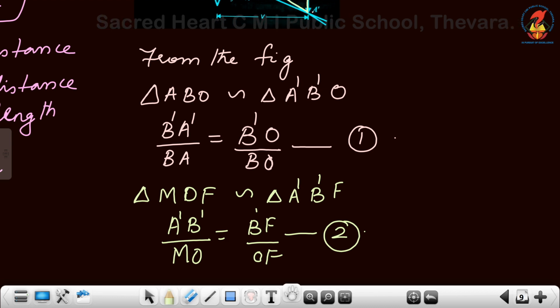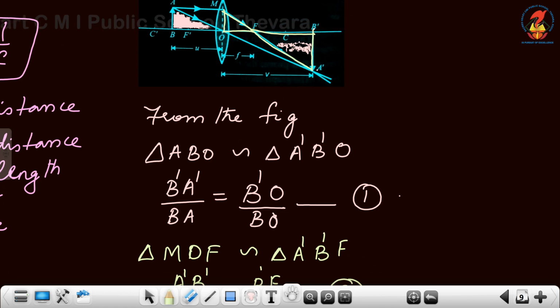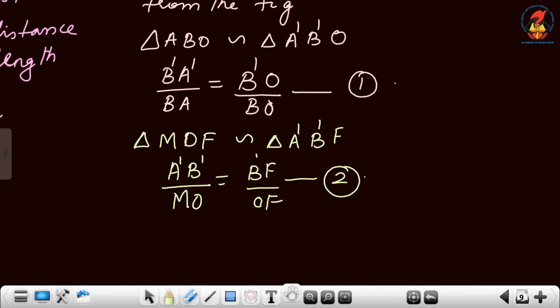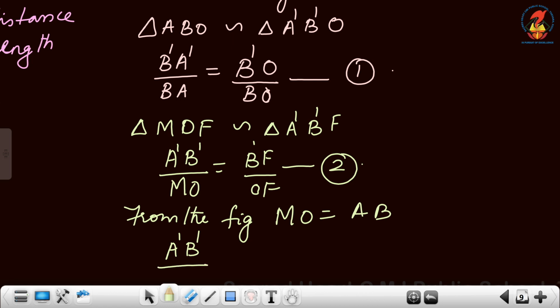Okay, now if you look at this figure, you can see clearly that MO and AB are parallel and they are equal. So instead of MO, what can we write? We can write AB. So from the figure, MO is equal to AB. So the above equation becomes A dash B dash divided by AB is equal to B dash F divided by OF. This is equation 3.